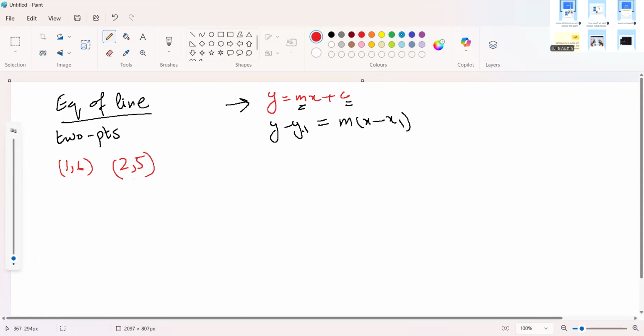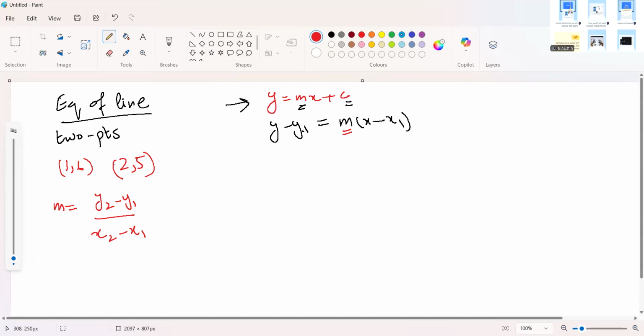Now, before I plug in the values of these 2 points into this equation, first I need to know the value of m. We know that the gradient has a formula, which is y2 minus y1 divided by x2 minus x1.